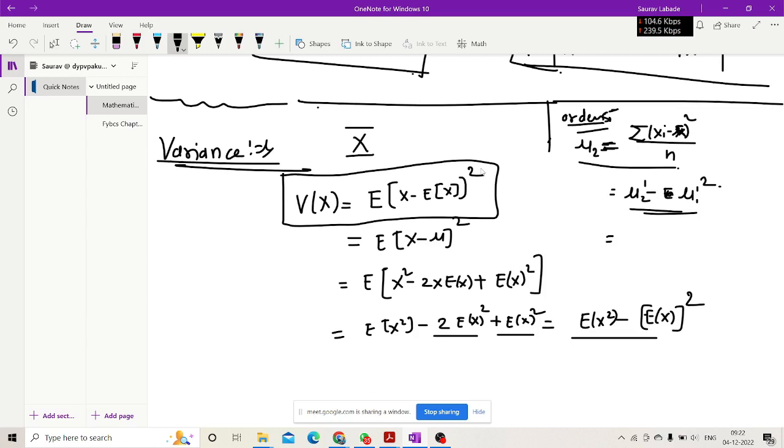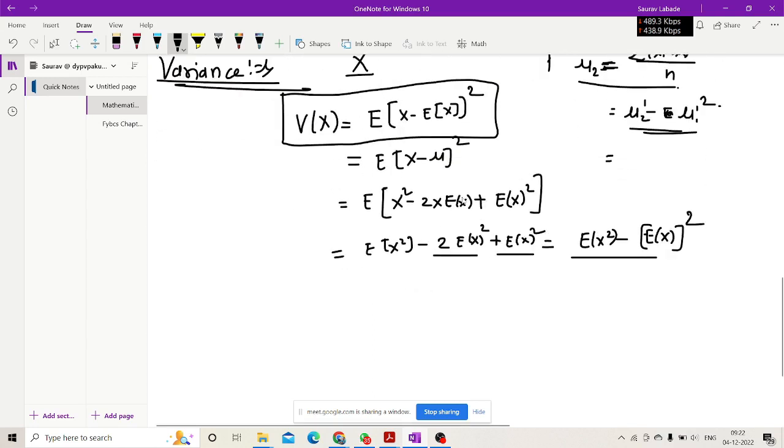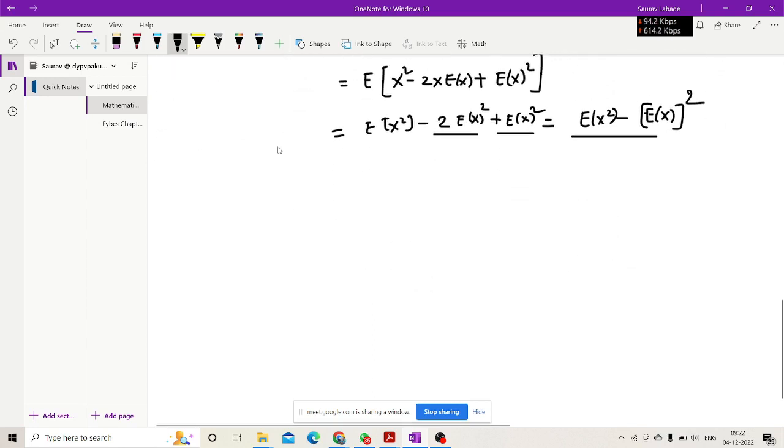Okay, now let's discuss some properties, the properties of the variance.